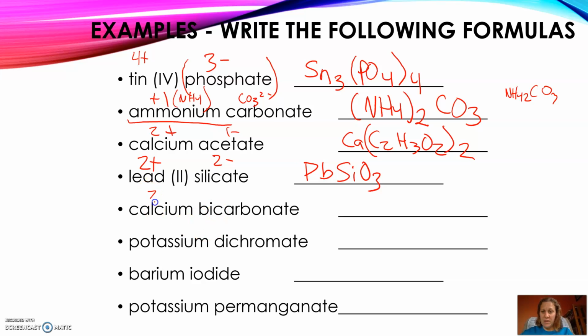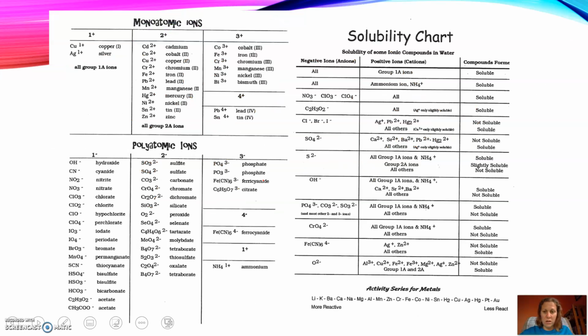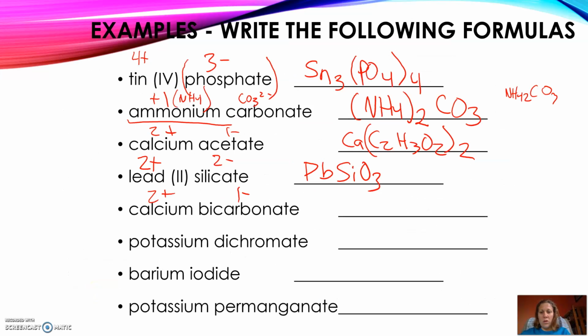Calcium bicarbonate, this is a 2 plus, bicarbonate's a 1 minus. Let me double check. But I'm pretty sure bicarbonate. Or I could be wrong, and it's a 2. Bicarbonate. Oh, here we go. It's a 1. HCO3. So bicarbonate is a 1. So Ca, and then the 2 is going to have to go on the outside of the HCO3.